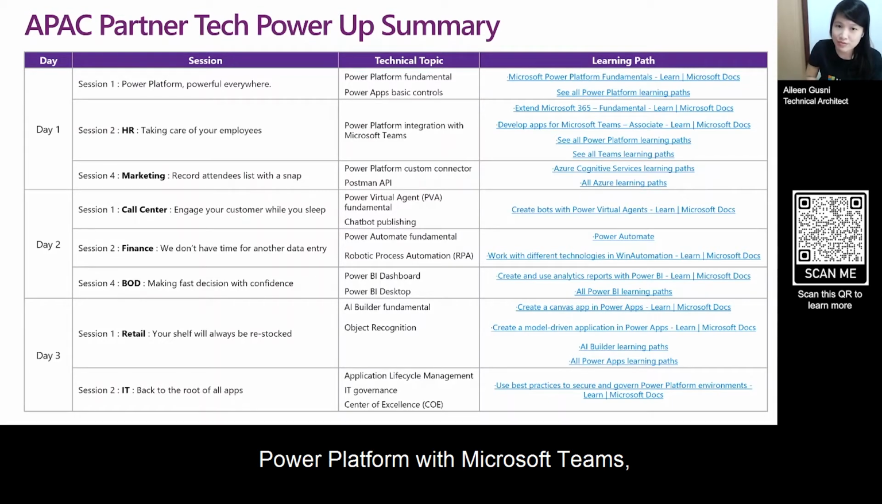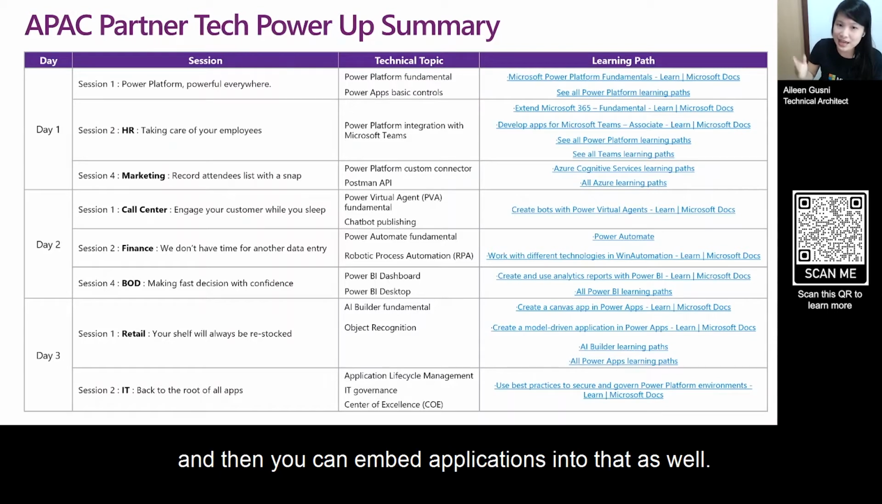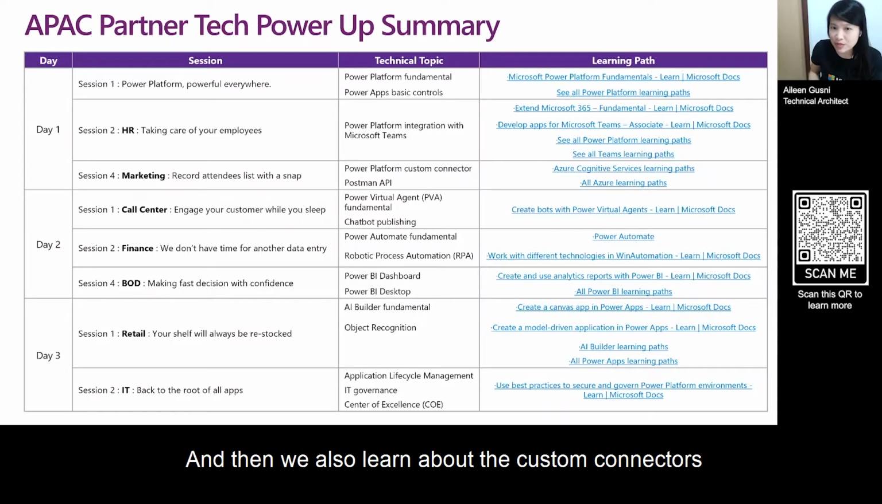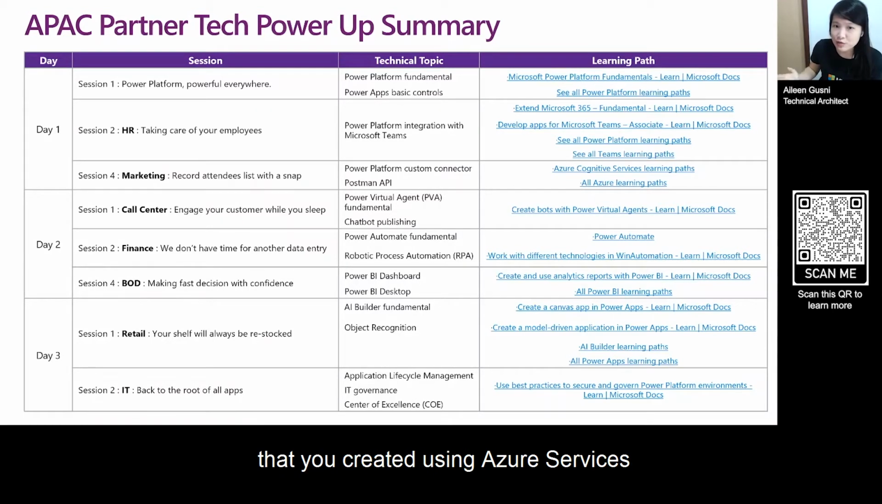And then in session 2, we talked about how we can integrate Power Platform with Microsoft Teams, so you can collaborate with your employees easily, and you can embed applications into that as well. And then we also learned about custom connectors, so you can extend and customize your Power Platform experience with a custom connector that you created using Azure services, which can read the signature, the handwriting, and then link back to the Power Platform.